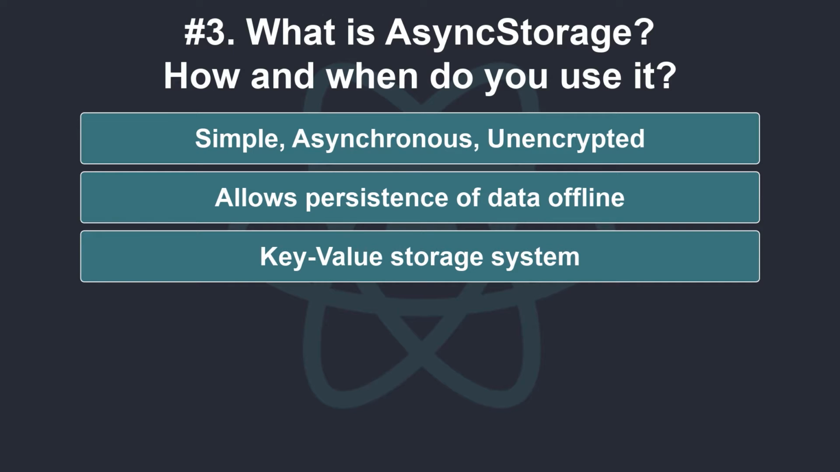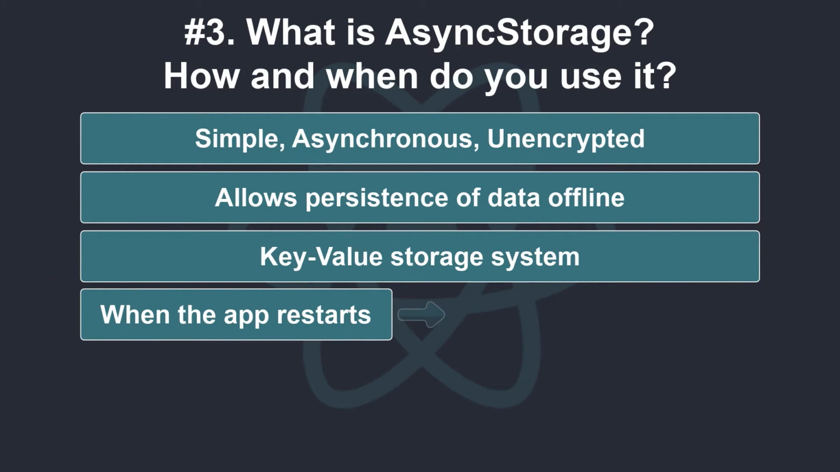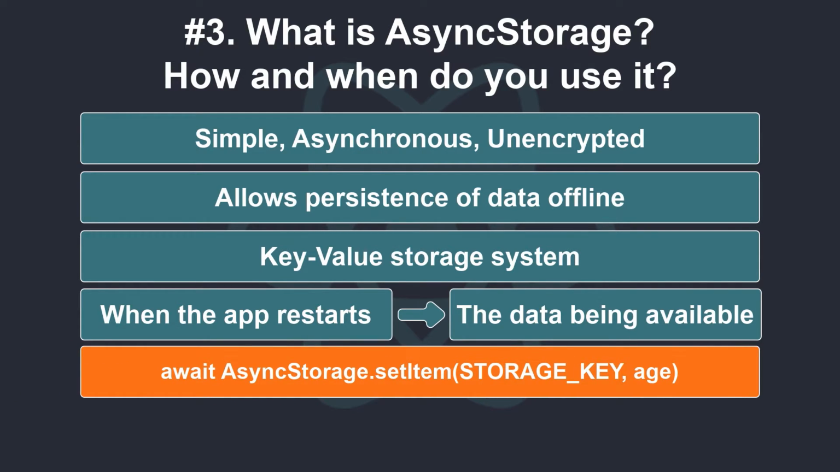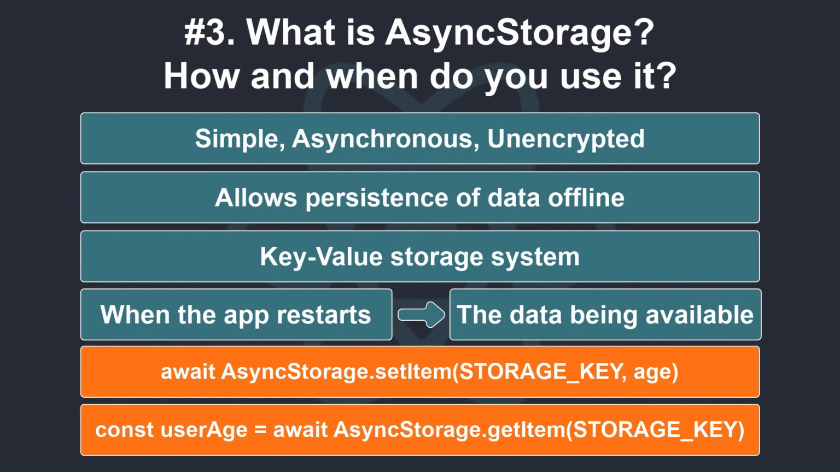Persisting data in a mobile app has benefits, such as when the user restarts the app, the data or the setting variables being available to the user in the state they left before closing the app. For example, with this code, we save the user's age with the identifier of a storage key. And with this code, we retrieve the user's age with that key.